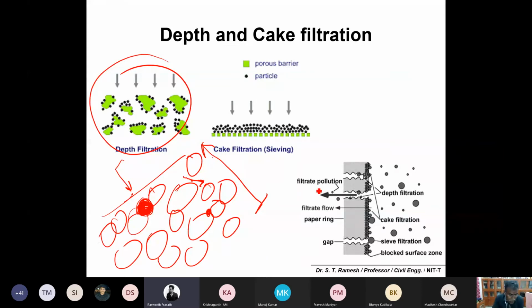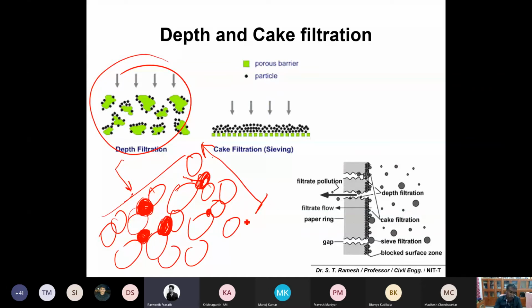If the particles are smaller in size, based on the interstices or the pore size opening, they will be trapped at a particular depth or height of the filter. That's all. Please remember, the removal mechanism may happen throughout the entire depth of the filter bed. So imagine now, in the case of depth filtration, it requires backwashing.